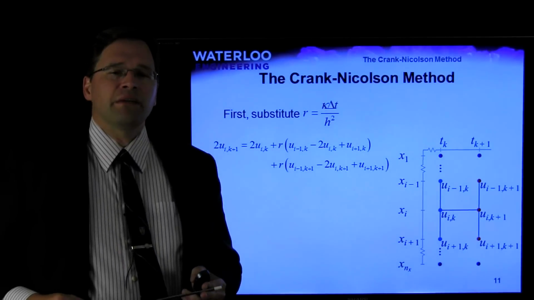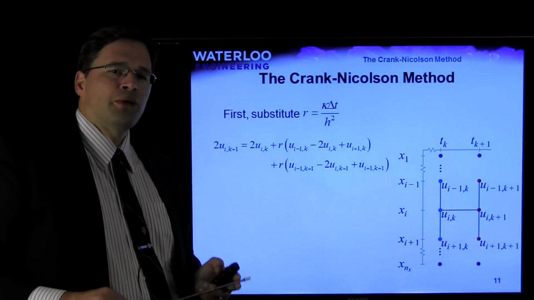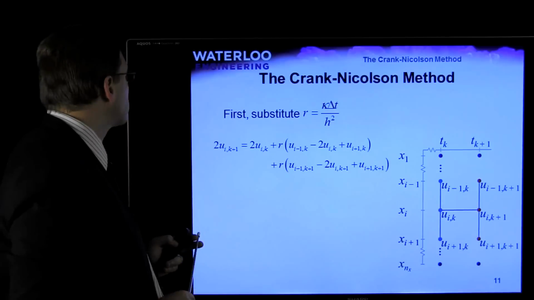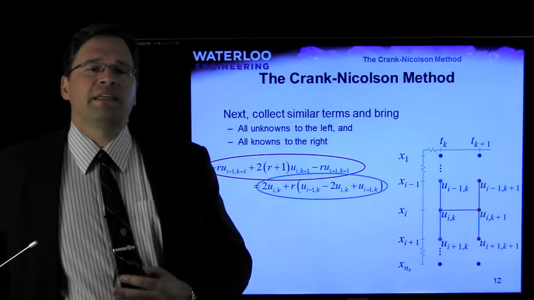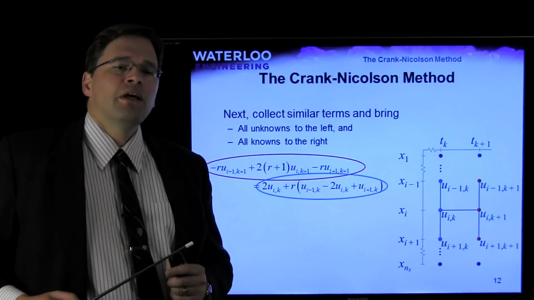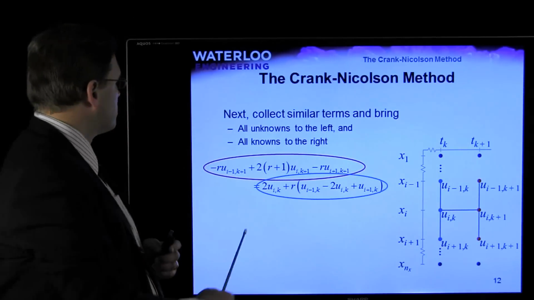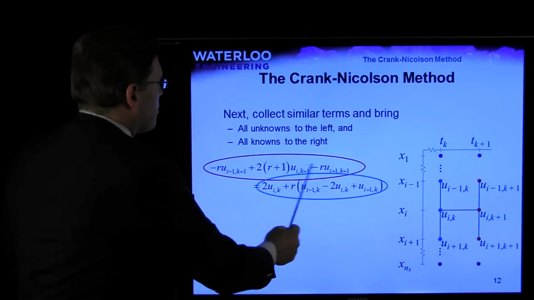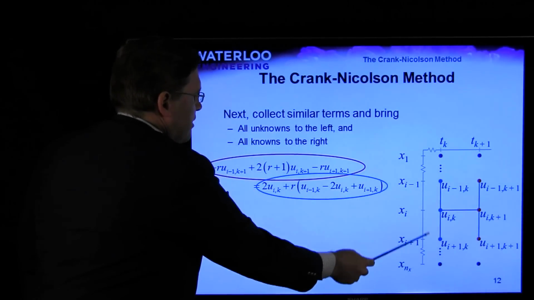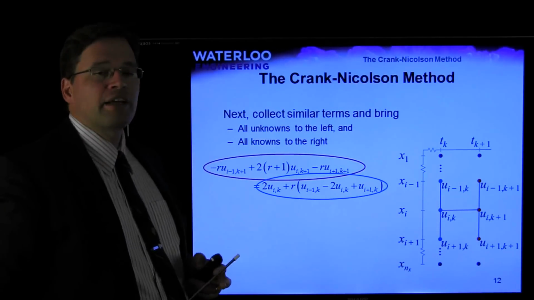Now, it's getting a little bit messy, so let's let the ratio r be kappa delta t over h squared. That simplifies the problem. And now let's simplify and collect. So let's bring all unknowns to the left and all known values will be sent to the right-hand side of the equation.